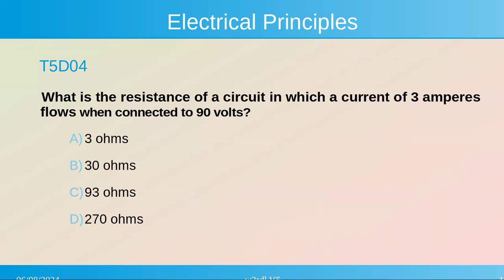So a real question. What is the resistance of a circuit in which a current of 3 amps flows connected to 90 volts? You want R, you know E and I. Resistance is the ratio of voltage to current. That would be 30, B.